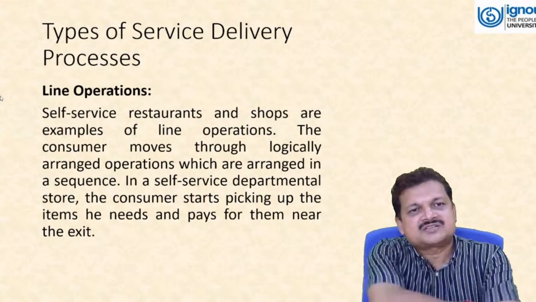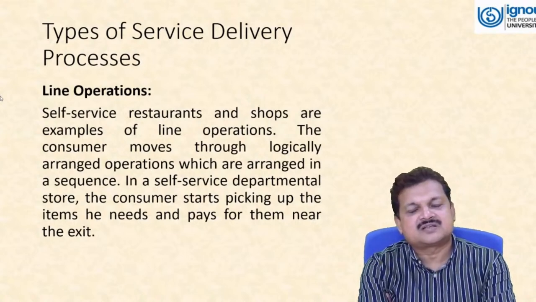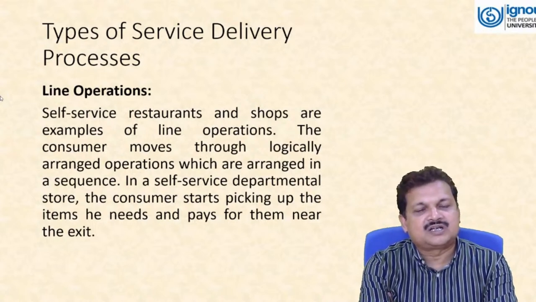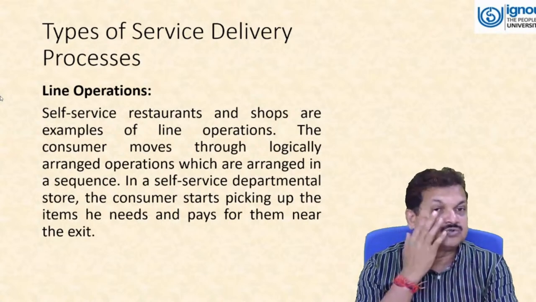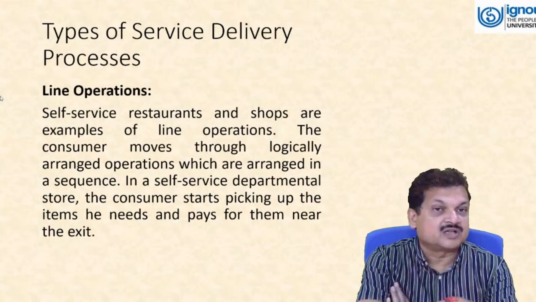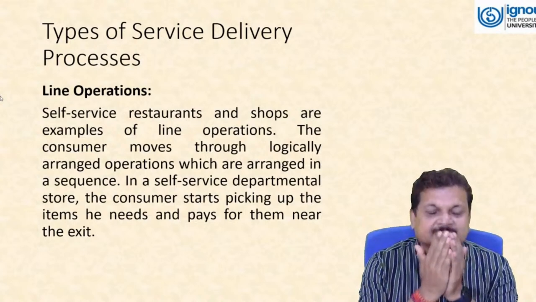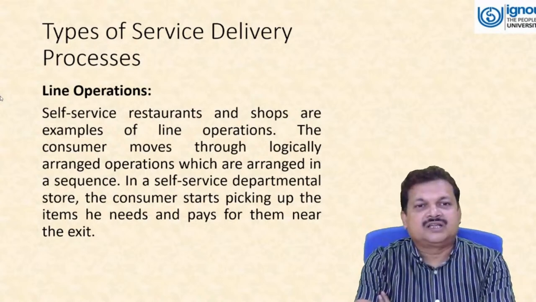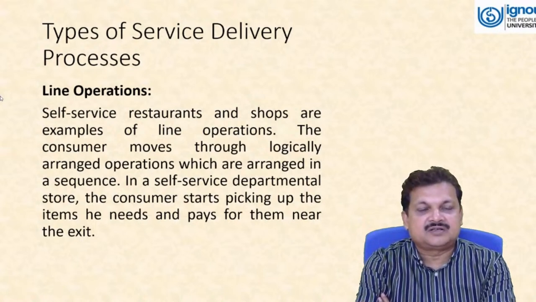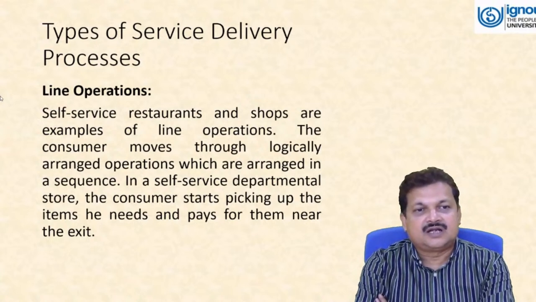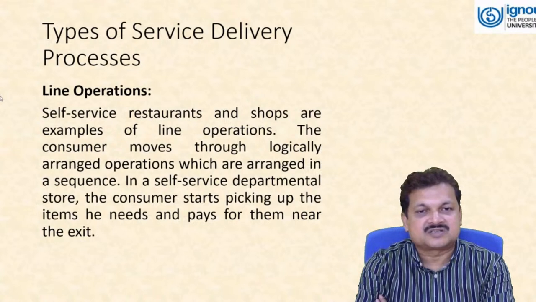Line operations, self-service restaurants and shops, are examples of these operations. So when we are going to take food in a particular hotel, we are in a queue, or booking a ticket for a movie, we are in a queue. And in the hotel, if it is self-service, then one by one we are picking up items. So these are all line operations, and we are maintaining the sequence, what should come first and what should come next.